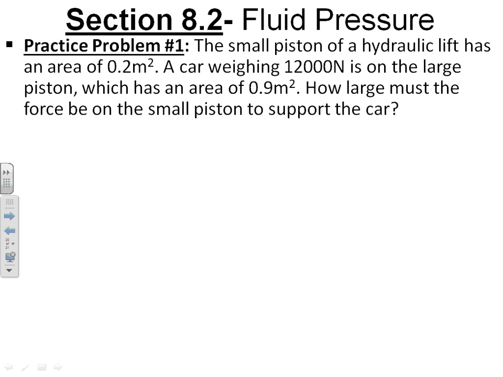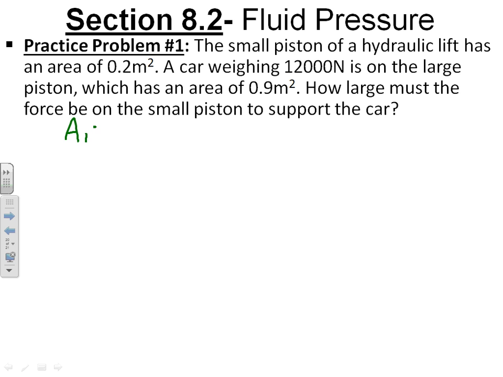The small piston of a hydraulic lift has an area of 0.2 meters squared. A car weighing 12,000 newtons is on the large piston, which has an area of 0.9 meters squared. How large must the force on the small piston be to support the car? All right, so we're looking for the force. Let's write down the stuff that we know.